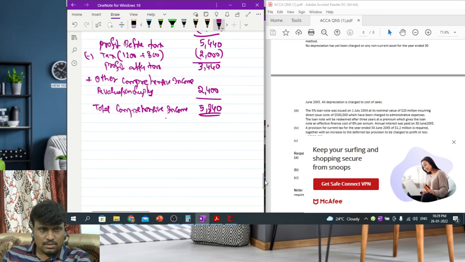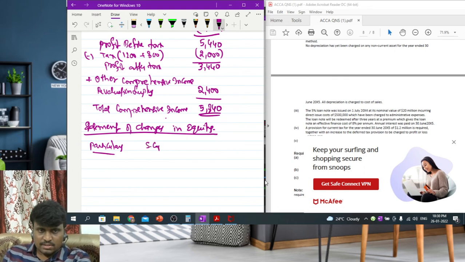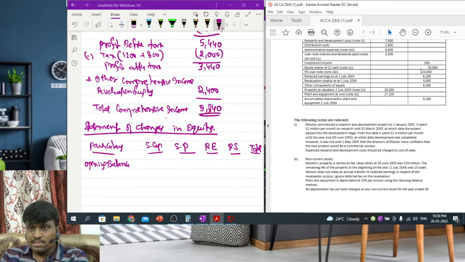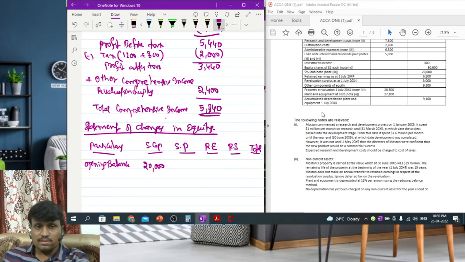Statement of changes in equity for the period ended. So what are the particulars? Share capital, security premium, retained earnings, revaluation surplus, total. Okay, so this is the total. Then opening balance. So opening balance we have equity share capital 30,000, but in the working note he clearly stated $1 million equity share. So $10 million equity shares are issued after payment of dividend. Means the $10 million is the additional issued during the year. So then what is the opening balance? 20,000. Okay, so all are mentioned in thousands.